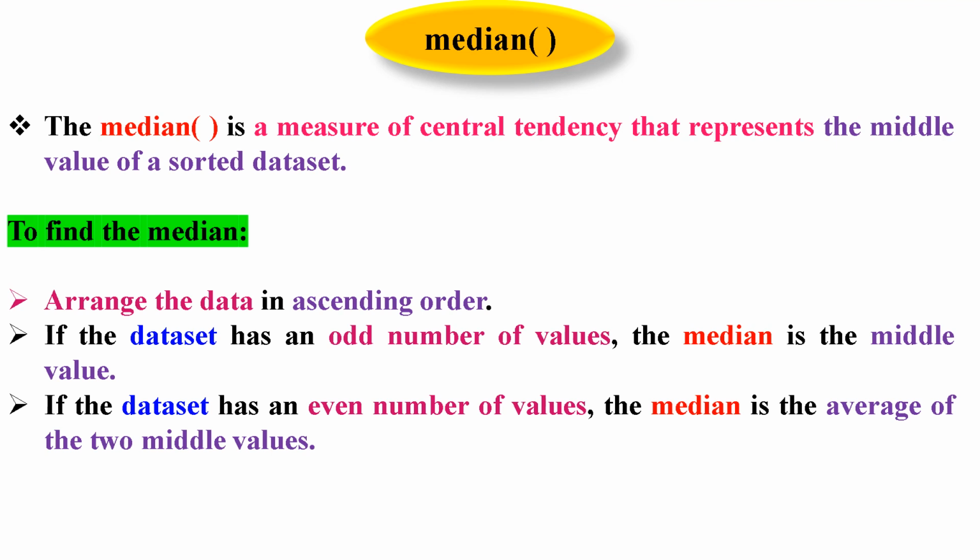Next in the statistics module is the median function. The median function is a measure of central tendency that represents the middle value of a sorted dataset. To find the median, arrange the data in ascending order. If the dataset has an odd number of values, the median is the middle value. If the dataset has an even number of values, the median is the average of the two middle values.